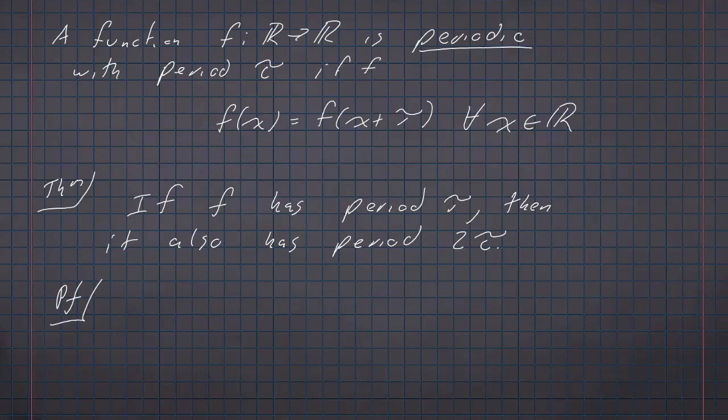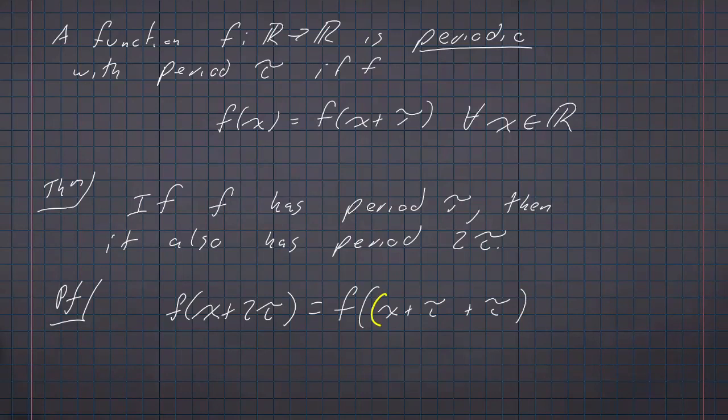And the proof of that is fairly straightforward. If we consider f of x plus 2 tau, we can rewrite that as f of (x plus tau) plus tau, right? That's the definition of 2 tau. And I can group that as f of something plus tau. And the definition of period says that f of something and f of something plus tau are the same. So this must be equal to f of x plus tau.